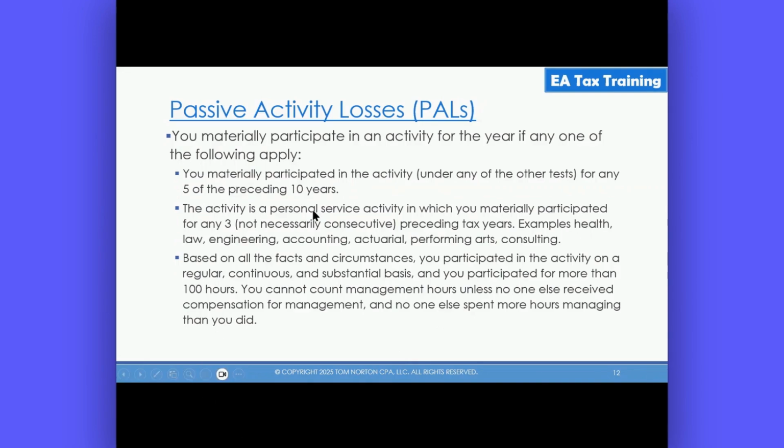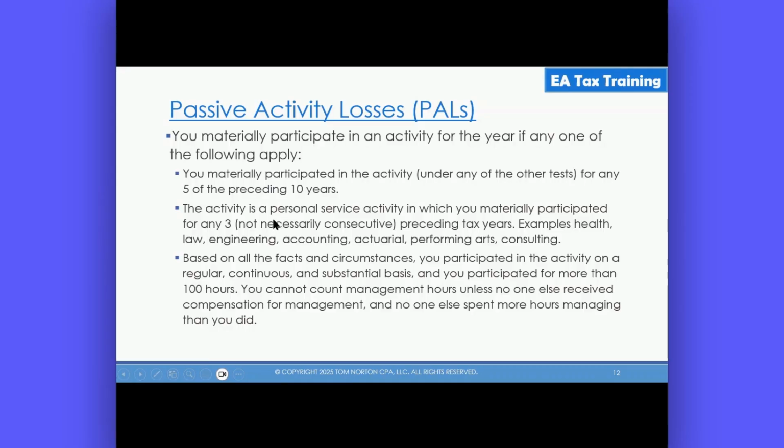Next, if you materially participated in the activity for any 5 of the preceding 10 years. So you met any of the other tests 5 of the preceding 10 years, but you didn't necessarily meet the test this year or even last year. But if you look back 10 years and you could say, yes, 5 of the preceding 10 years, I materially participated, then you will be considered to have materially participated this year.